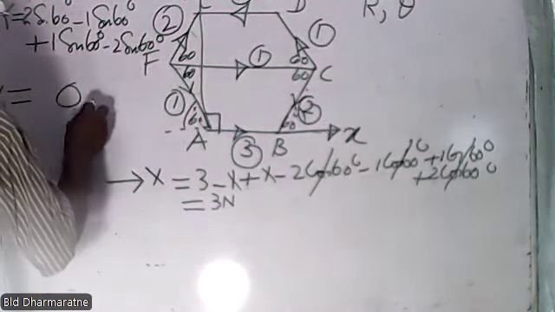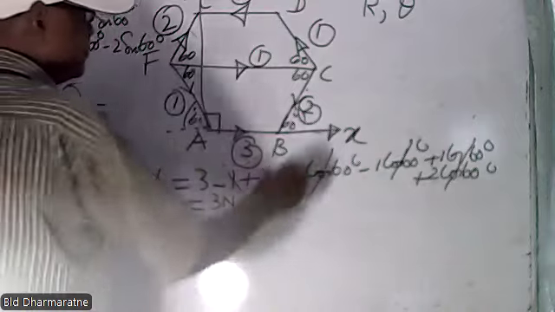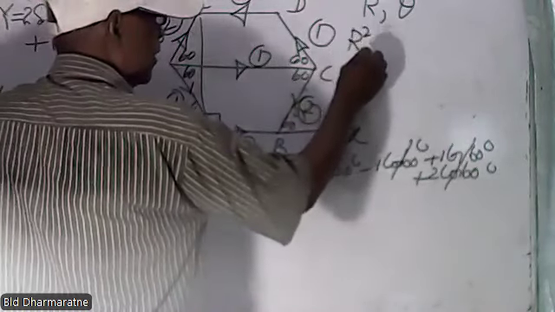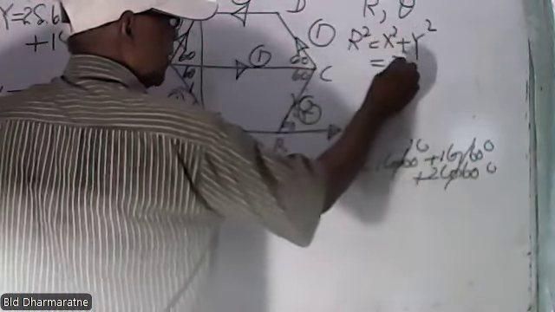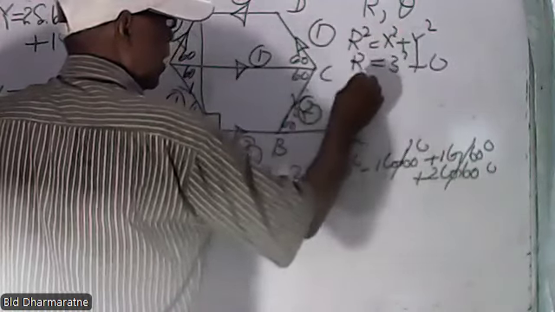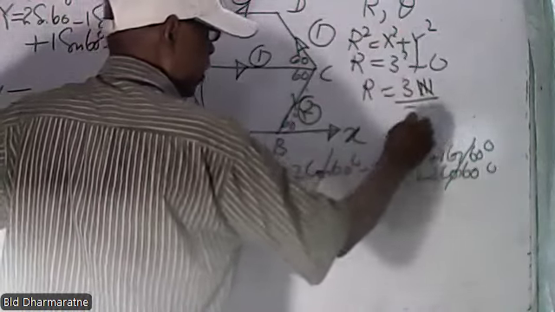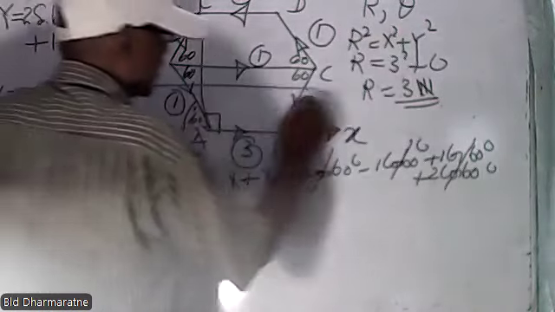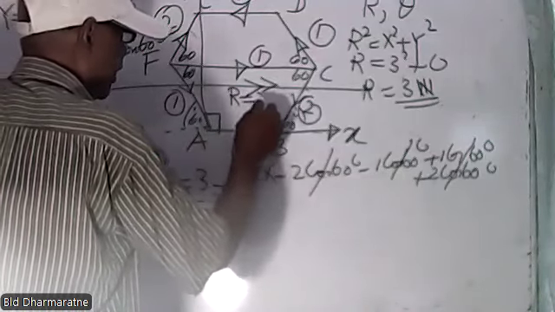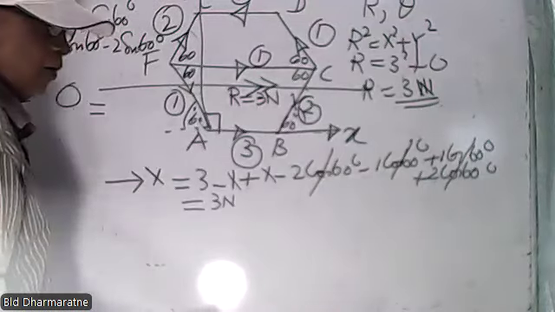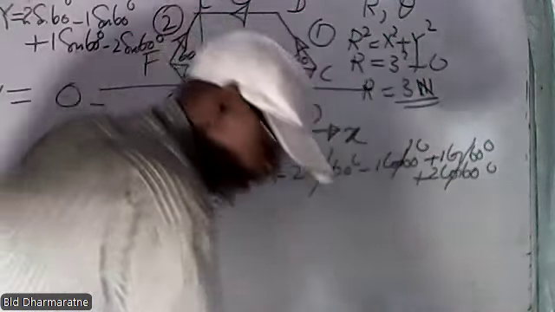Y direction is 0. Only one force is there, so that is the result. X is the result, 3. We know that R squared equals x squared plus y squared, which is 3 squared plus 0, so R squared equals 9 and R is equal to 3. This direction is the horizontal direction. R equals 3 Newton, right? Understood? Like that. Right? Another last one I will consider again.